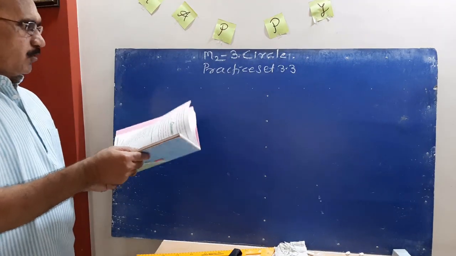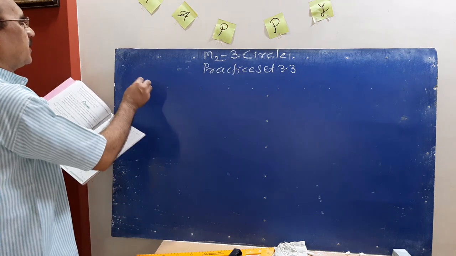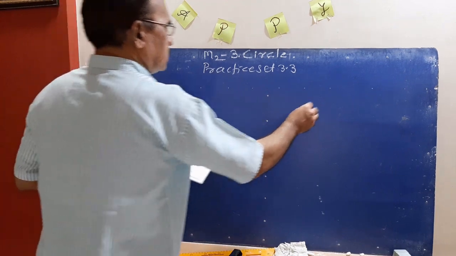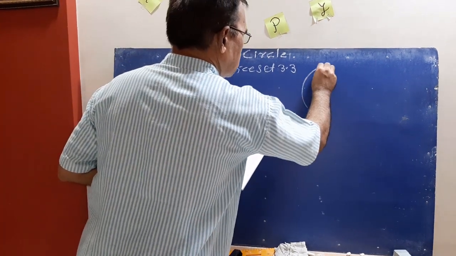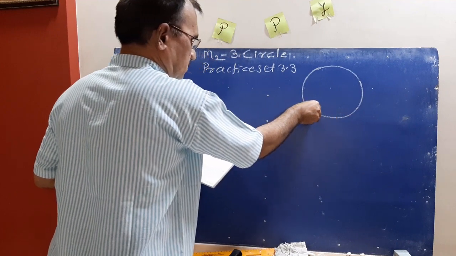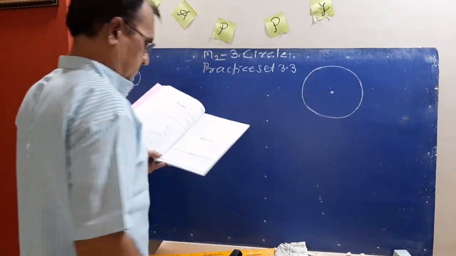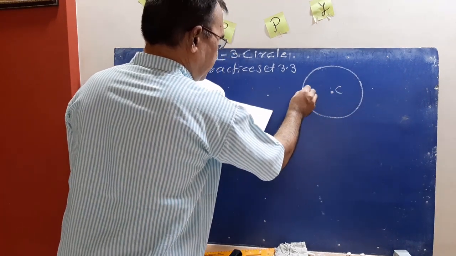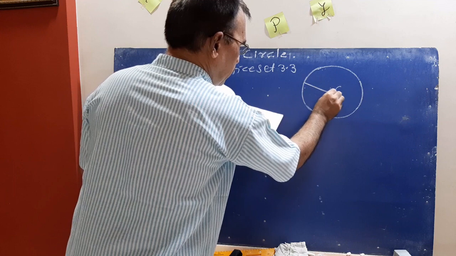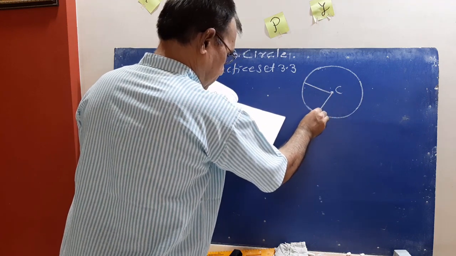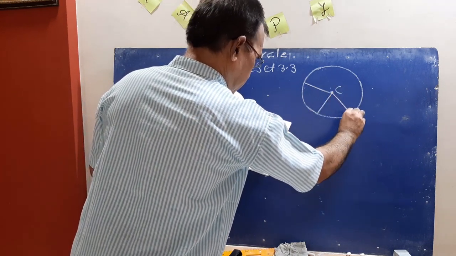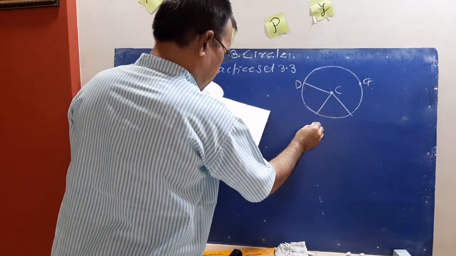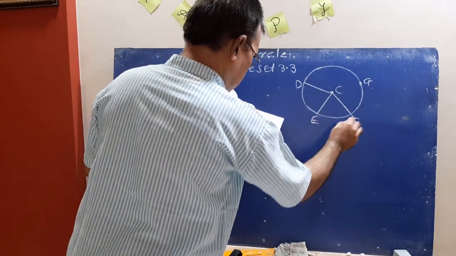Practice set 3.3. Example number 1. Draw this figure. C is the center of the circle. Take points D, E, F and G on the circle. D, E, F.